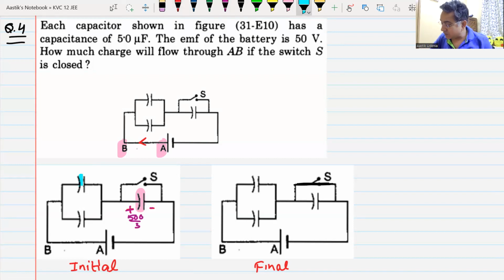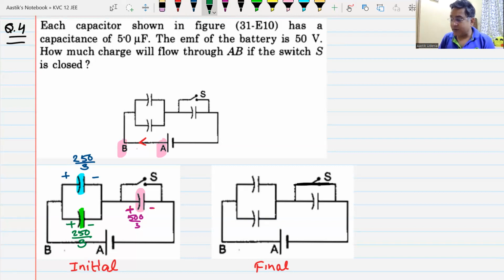Can anyone tell me what is the charge on the blue capacitor? 250 by 3. Okay, good. This is positive and this is negative. Can anyone tell me what is the charge on the green capacitor? 250 by 3, plus minus 250 by 3. All of us agree on this? All of us understand this? Yes or no? Yes, sir.